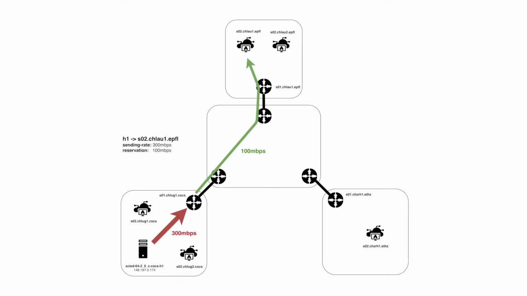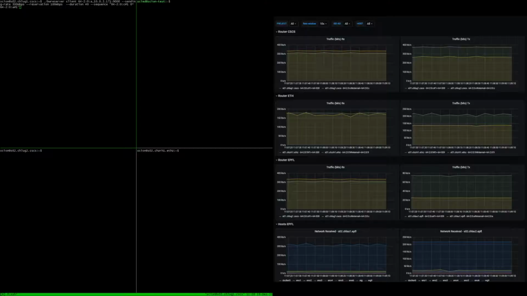For our first scenario, we will see what happens if a host decides to overuse its reservation. So the host in CSCS will get a reservation of 100 megabits per second, but will attempt to send 300 megabits per second. The first router on the path will notice that the host is overusing its reservation, and it will rate limit it to the 100 megabits per second it has reserved. To the host at EPFL, this is completely transparent and it will only receive 100 megabits per second.